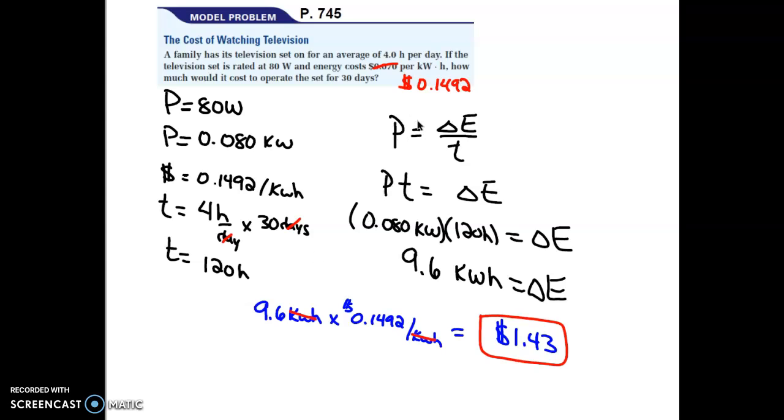Okay, so we're going to use our P equals delta E over T formula. So P equals work, or change in energy over time. It wants to know how much it would cost to operate for 30 days, but we're solving for the change in energy. Okay, so just plug that in. And then at the end, we know our energy, but we need to know how much it costs. So we come back up, find how much money we're using. So we just multiply those, cancel out the units.